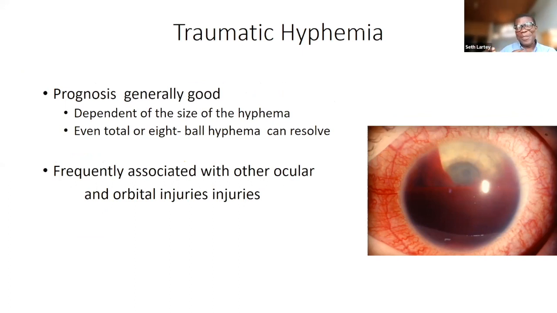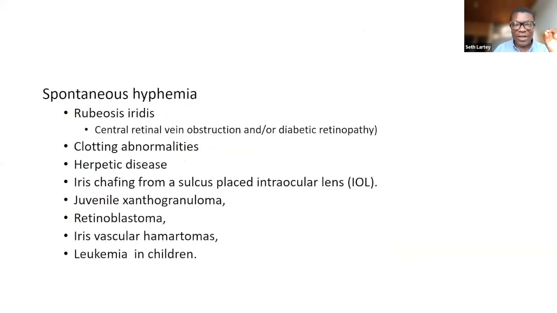Prognosis is usually good, of course, if it is only the hyphema. But frequently there are other ocular injuries, and so the prognosis depends on the other ocular injuries, not the hyphema itself. The hyphema will usually clear. Even a total 8-ball hyphema can be resolved.